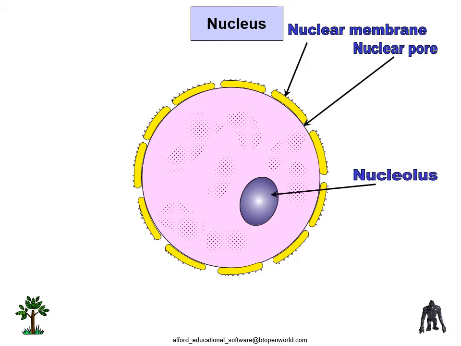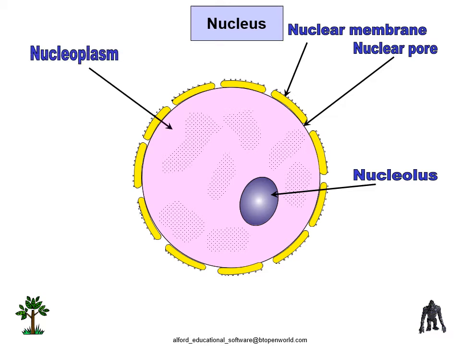We've also got the nucleolus. Now that's got another very important role. The nucleolus, which is found inside the nucleus, is the site of ribosomal RNA synthesis. So that's where the ribosomal RNA is produced.